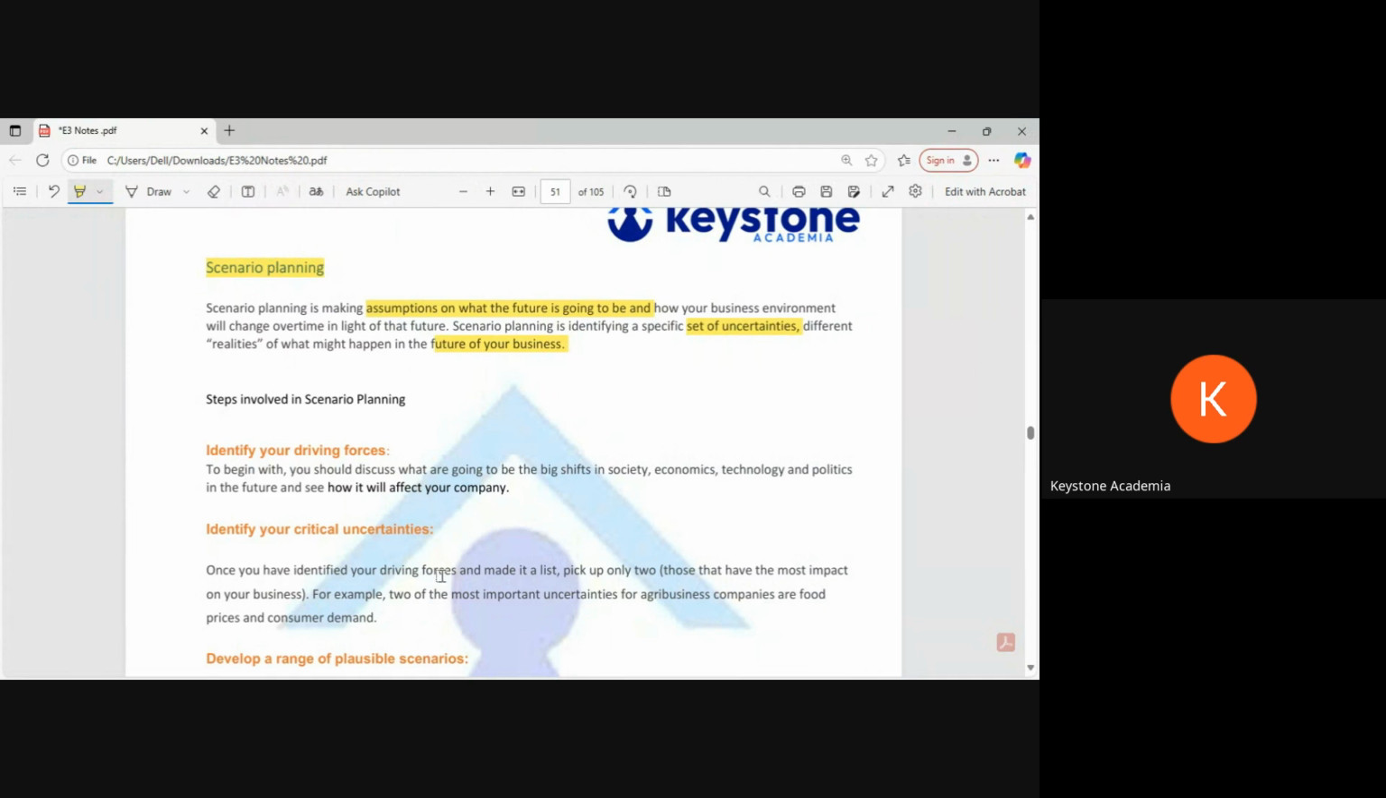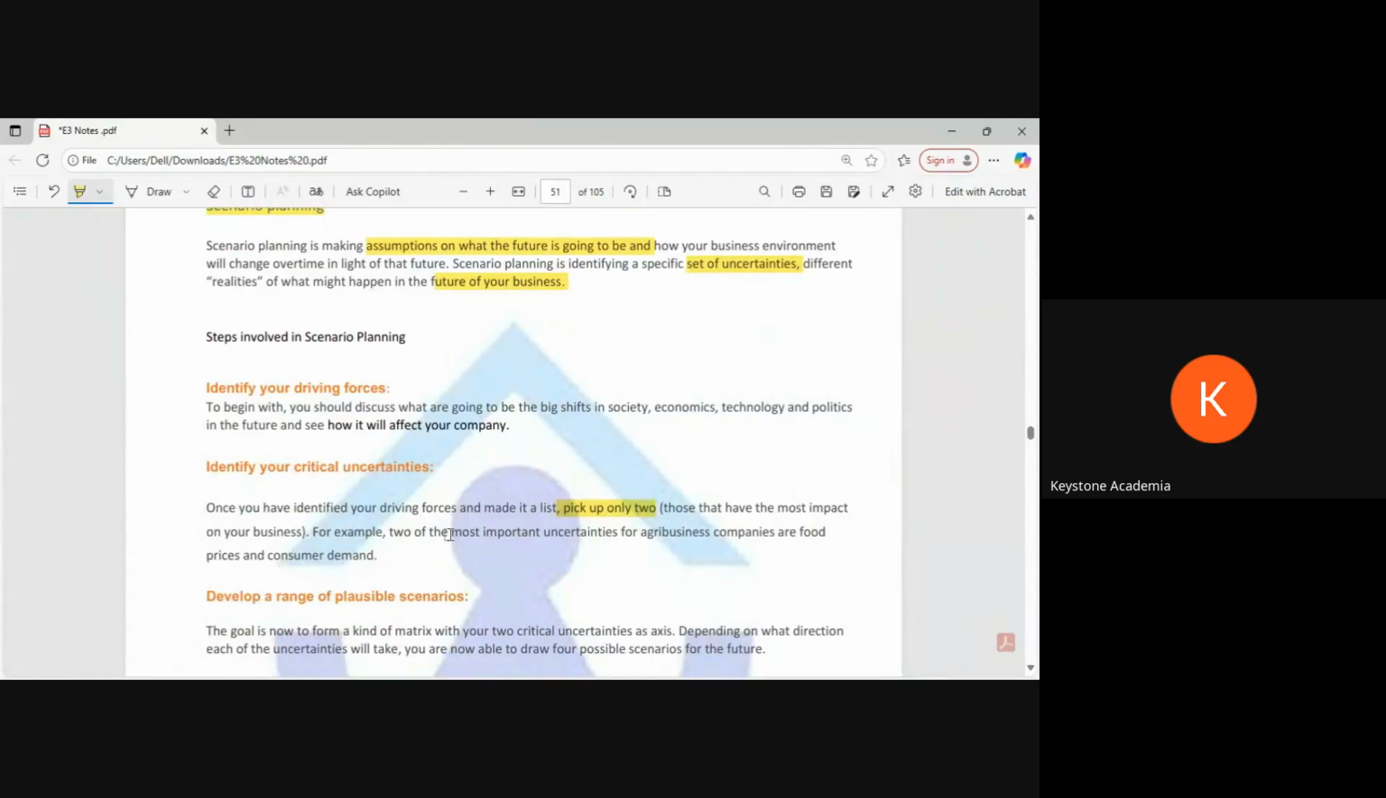Once you have identified your driving forces and made a list, pick only two. Usually we keep it limited. Why? Because we need to consider them seriously. For example, the two most important uncertainties. So scenario planning can be used as a part of risk management, and it can also be used to develop a strategy.